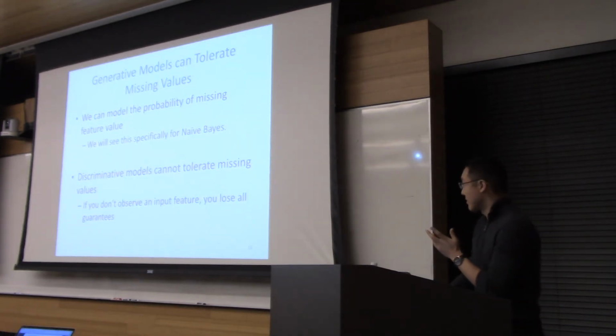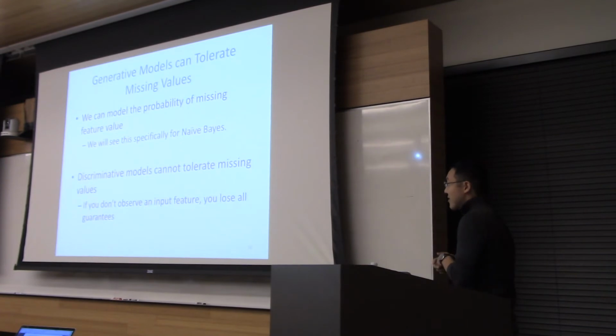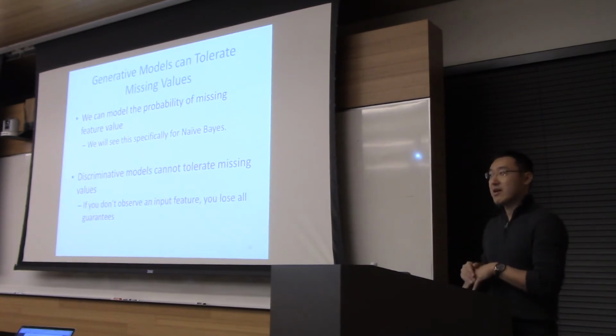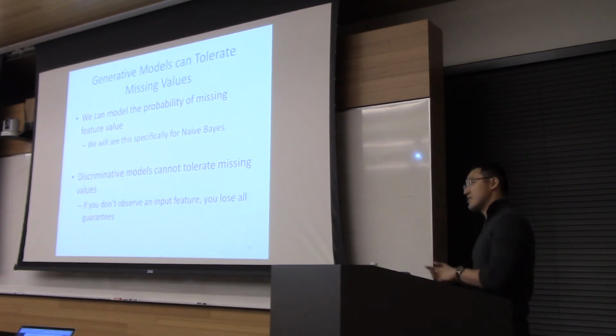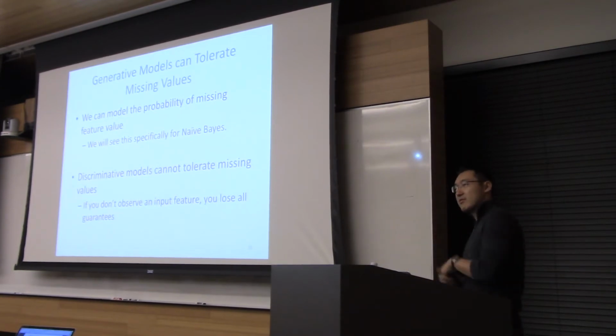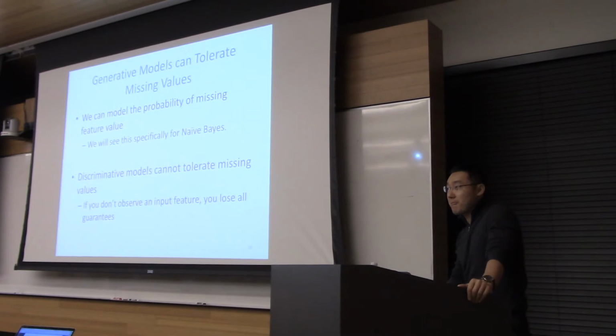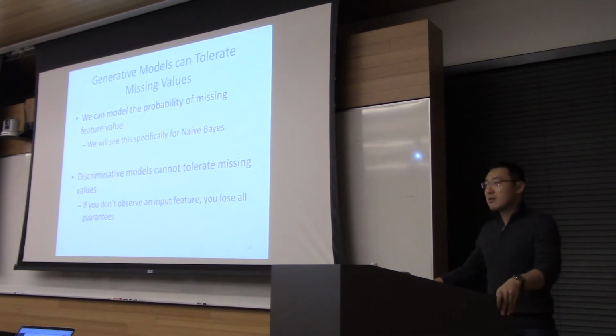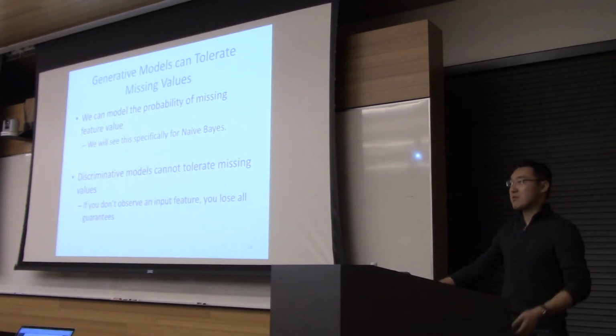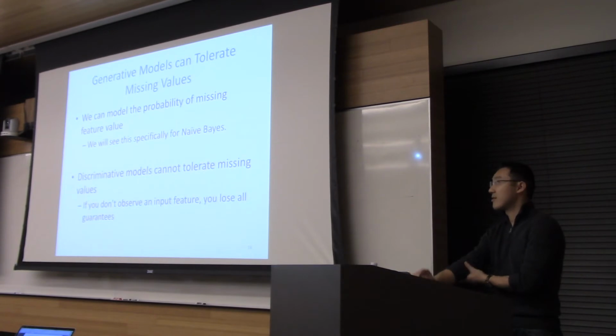In discriminative learning, if you don't observe one of the input feature values, you lose all of your guarantees. You did cross validation, and you showed that you should expect this level of training error. If you're missing one or two of your input features, if it's an important feature, who knows what your performance is? You'd have to redo the whole process, ignoring that feature. It becomes a very tedious process, and if you turn out to be missing some other feature value, then you have to redo that whole process again.